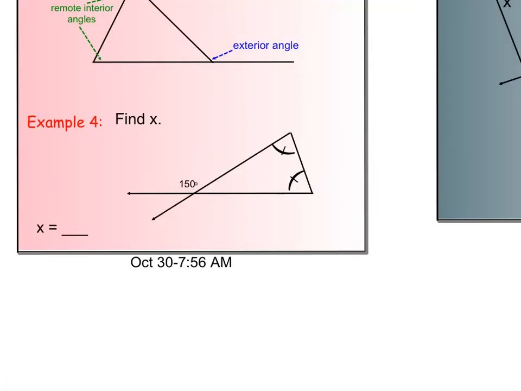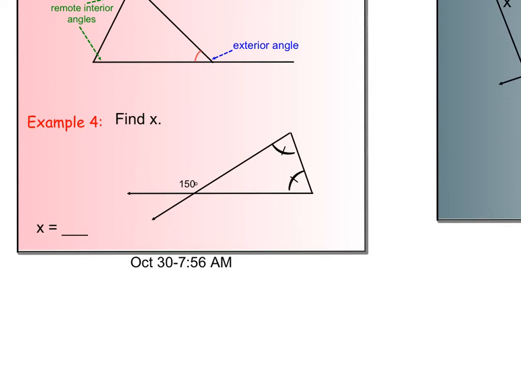Let's continue. Okay, now we're on to what's called the triangle exterior angle conjecture. In a triangle, the measure of an exterior angle is equal to the sum of the measures of the remote interior angles. So you can see these two angles here. These are the remote interior angles. They're remote because they are away from this intersection point right here. So here's the exterior angle, and here is the interior angle.